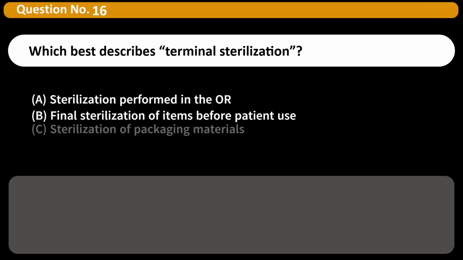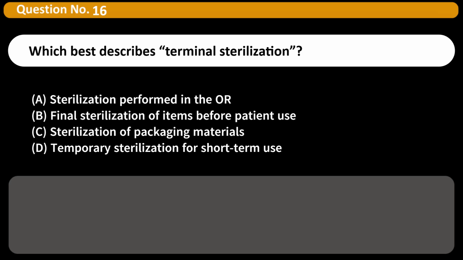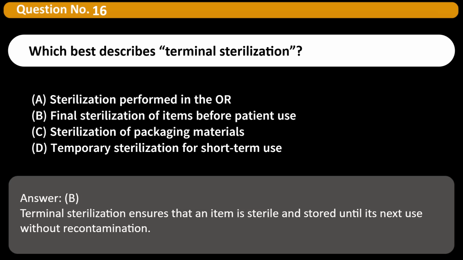Which best describes terminal sterilization? A. Sterilization performed in the OR. B. Final sterilization of items before patient use. C. Sterilization of packaging materials. D. Temporary sterilization for short-term use. Answer: B. Terminal sterilization ensures that an item is sterile and stored until its next use without recontamination.